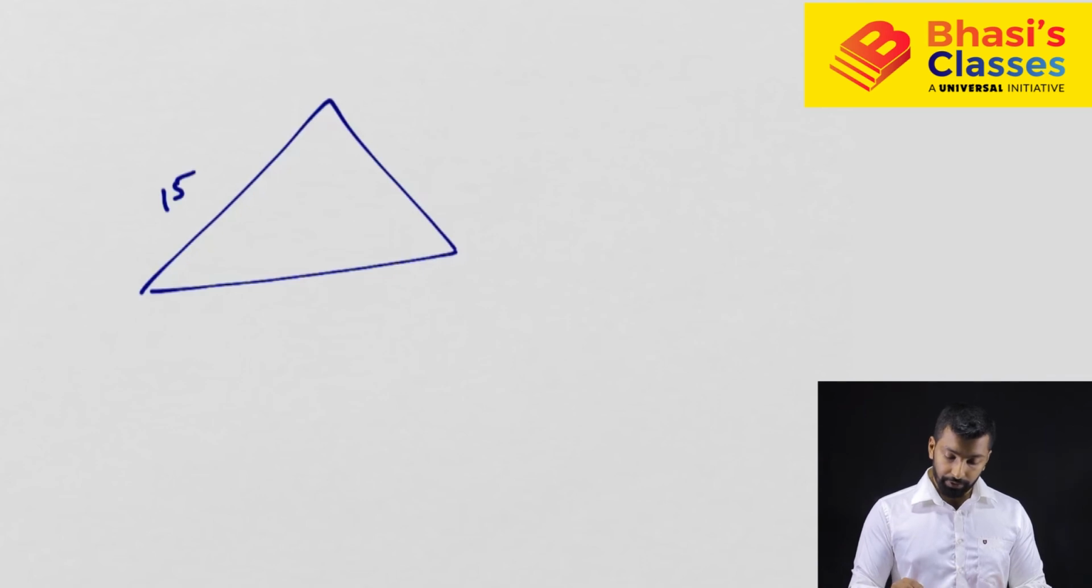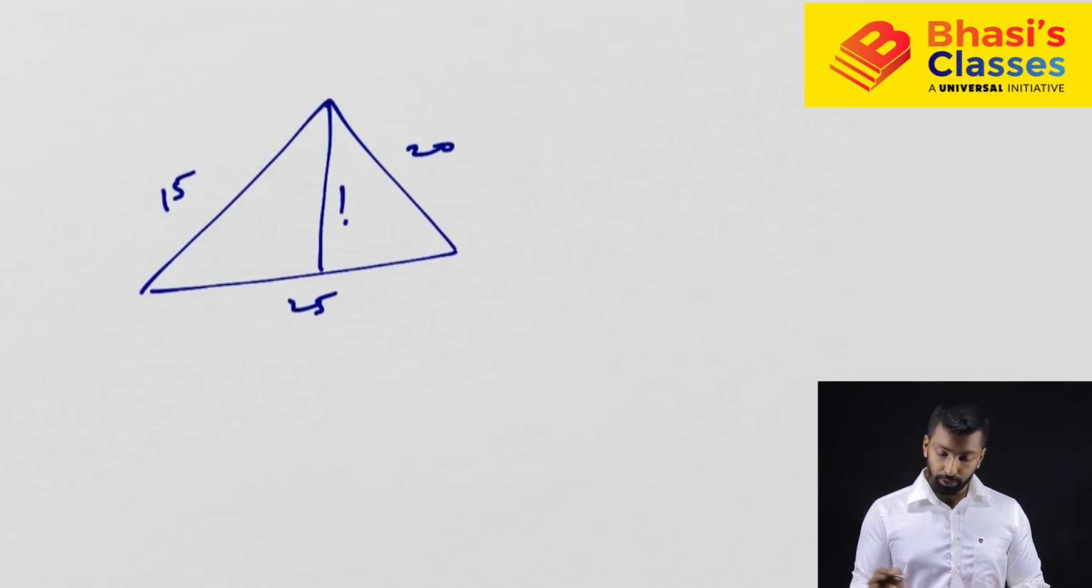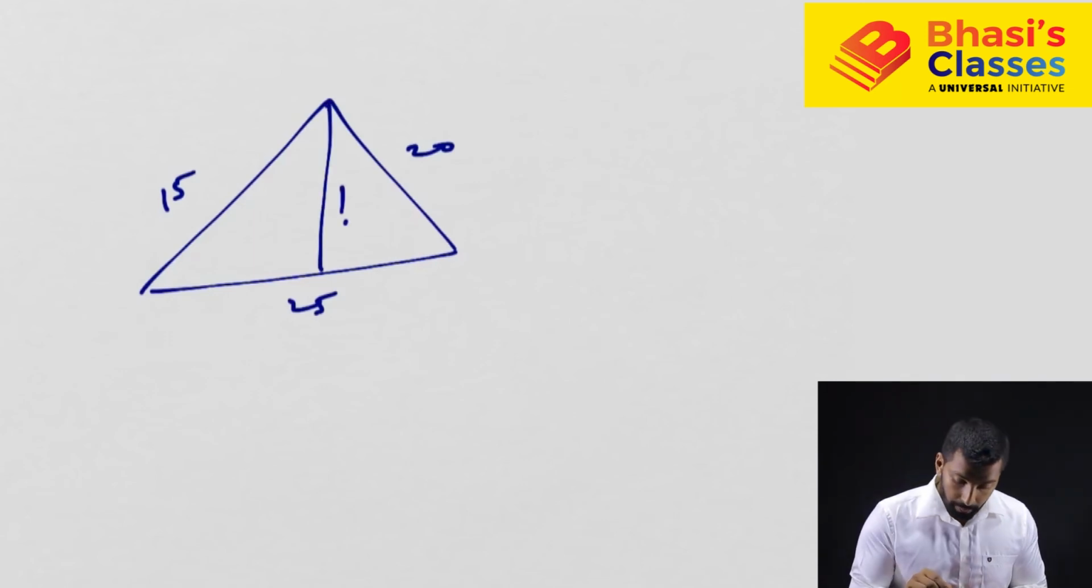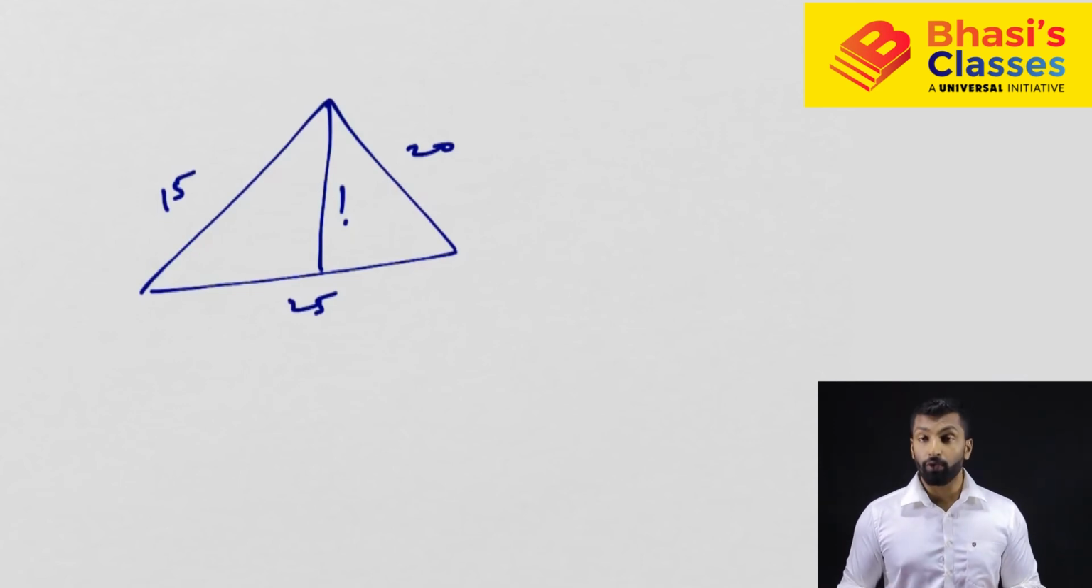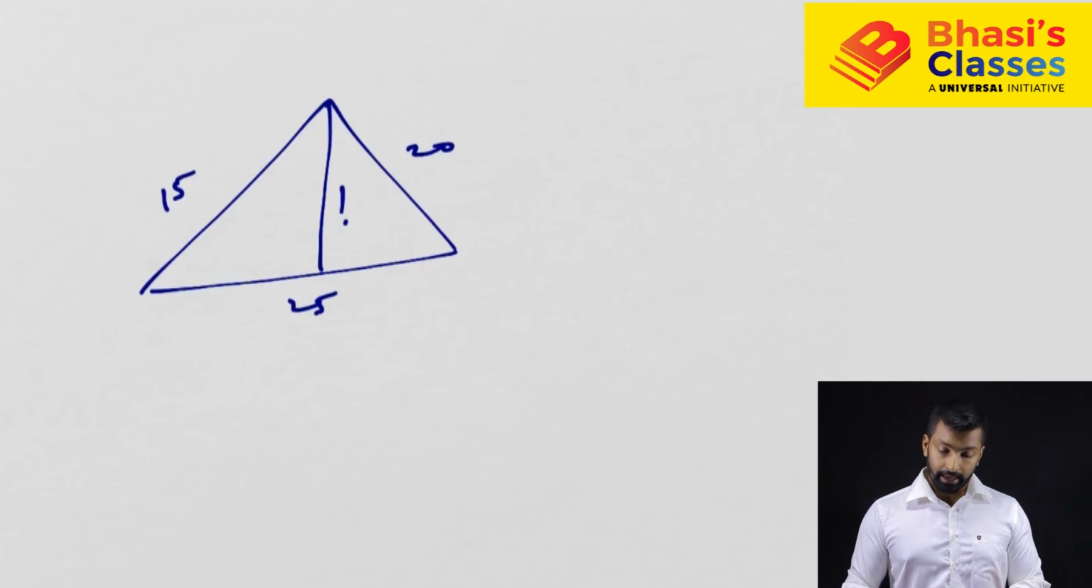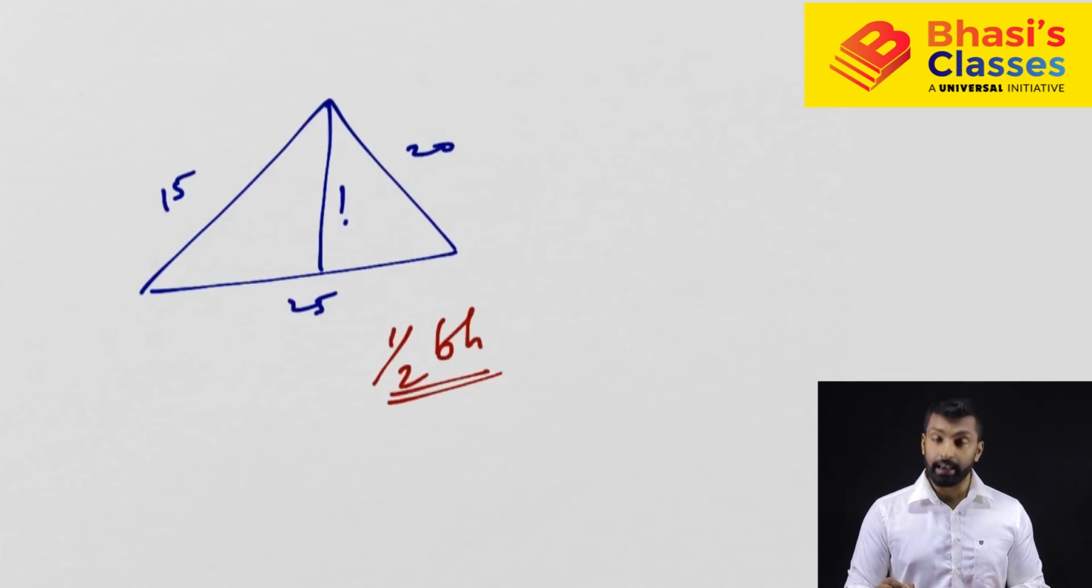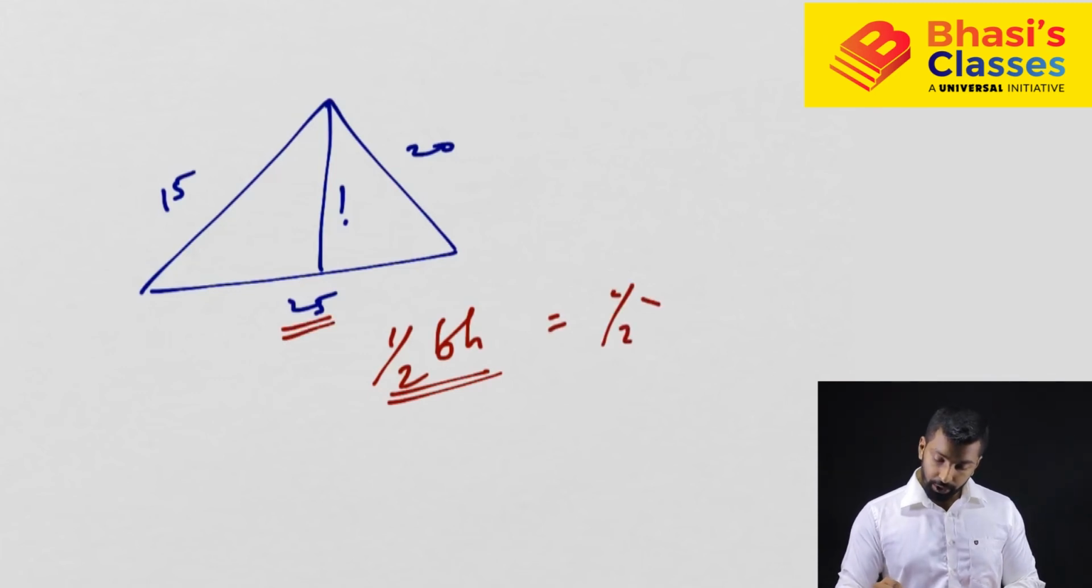See, you have a right angle triangle, like this. So this is 15 and this is 20, so this is 25. This is the actual question, and they will ask you this height. So what you need to do is equate. Whatever we know, with which we need to equate, so that you will get the height. See, we know half BH is the area, right? So the base is 25, so half into 25 into height will give you the area.